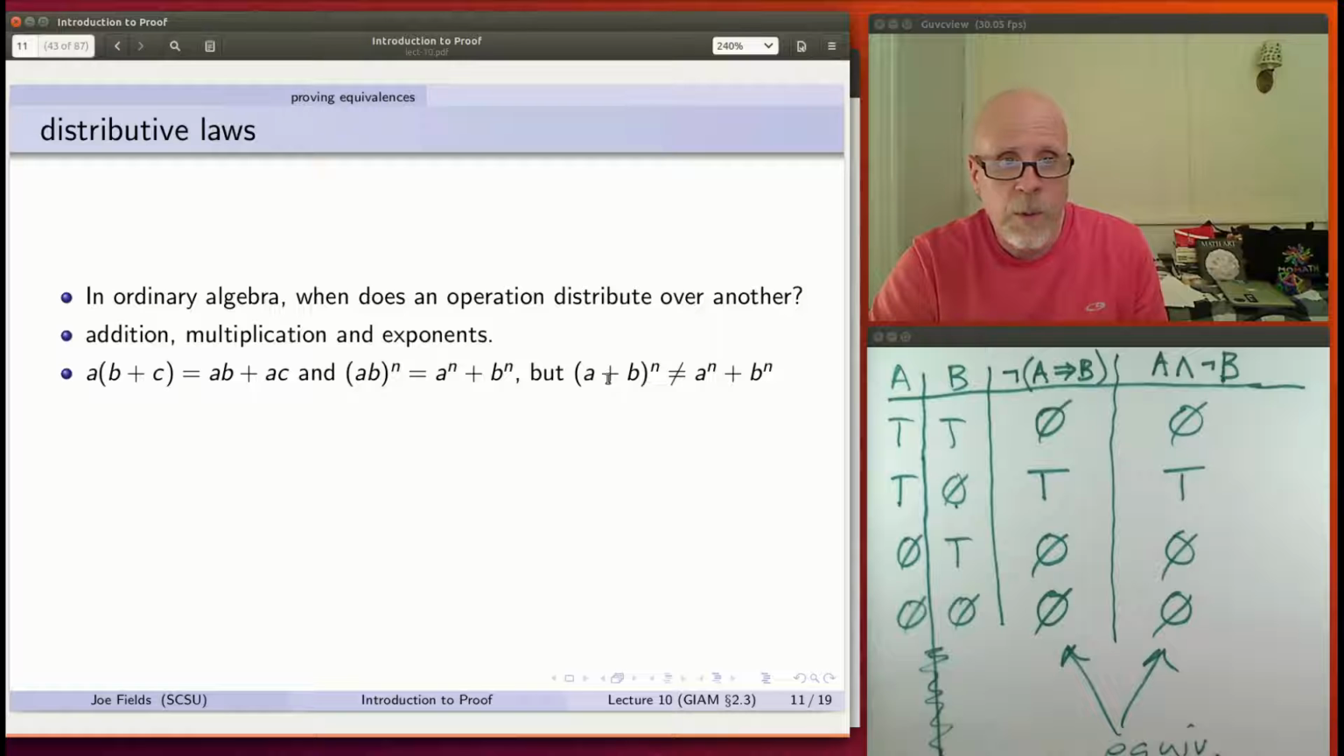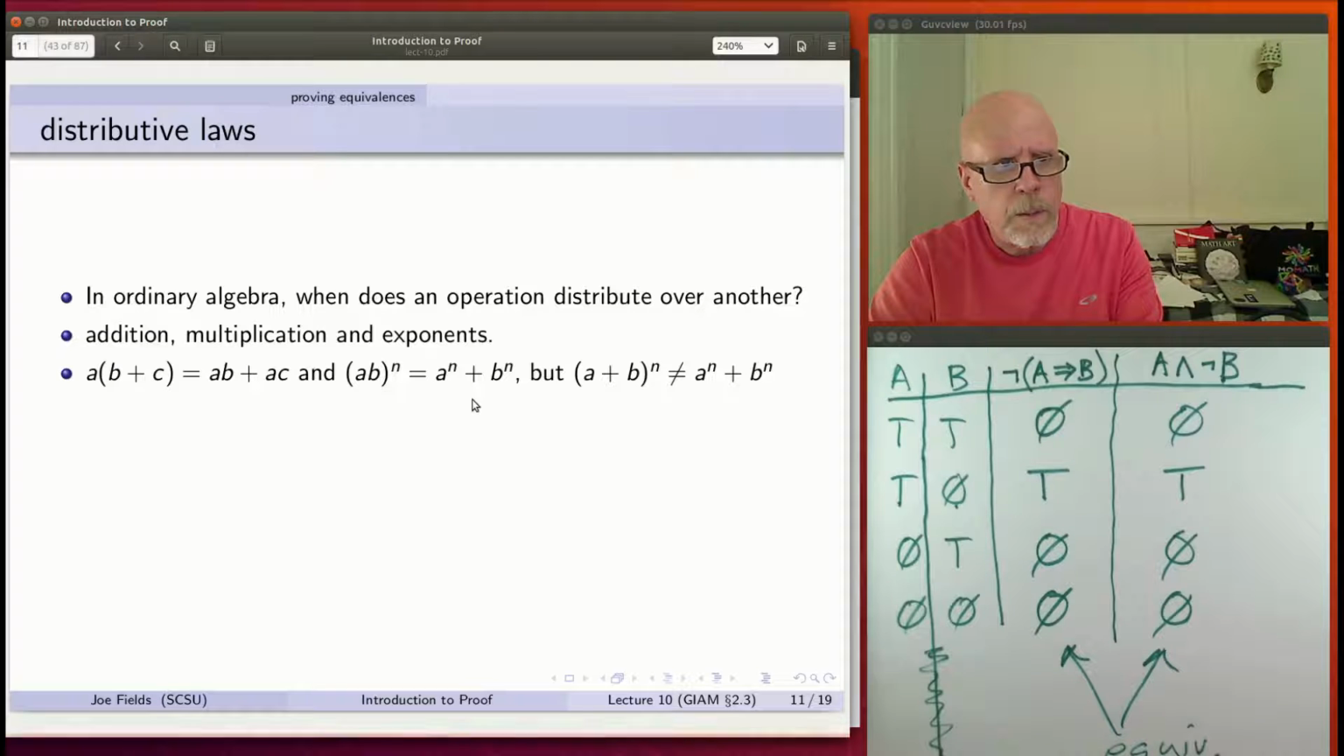Suppose A was 2, B was 3, and let's make n 3 again. Then 2 plus 3 is 5, and 5 to the third power is 125. Right? But 2 to the third is 8, and 3 to the third is 27. Do 8 and 27 add up to 125?